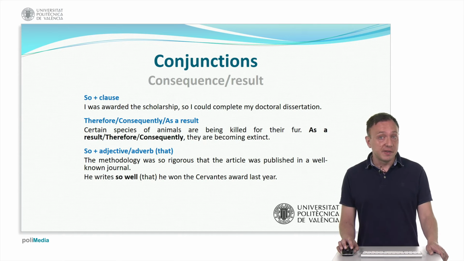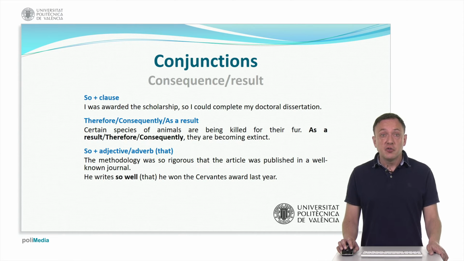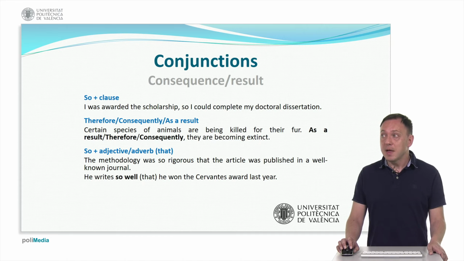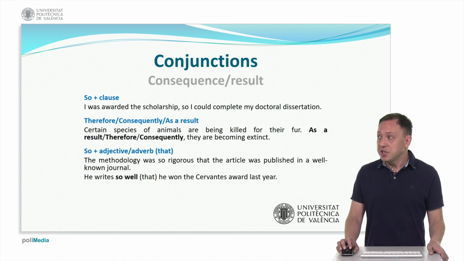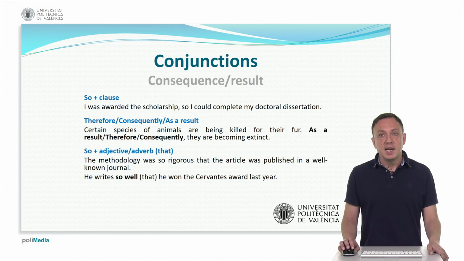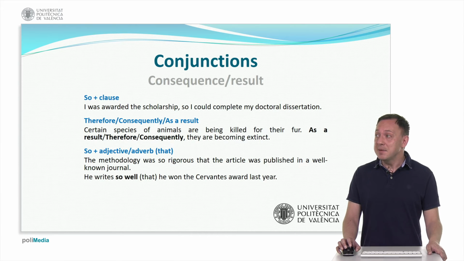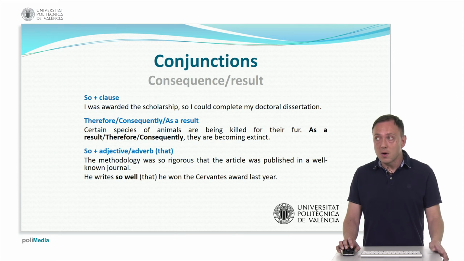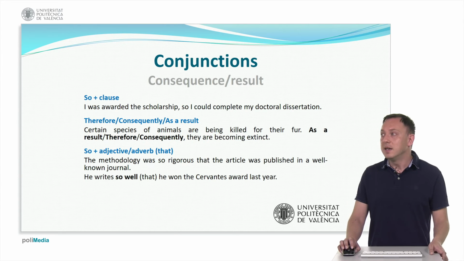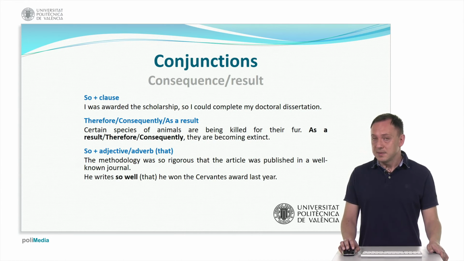For consequence or result, you can use so plus clause. For example, I was awarded the scholarship so I could complete my doctoral dissertation. Therefore, consequently, and as a result are synonyms and are usually placed at the beginning of a sentence. For example, certain species of animals are being killed for their fur. As a result, or therefore, or consequently, they are becoming extinct.